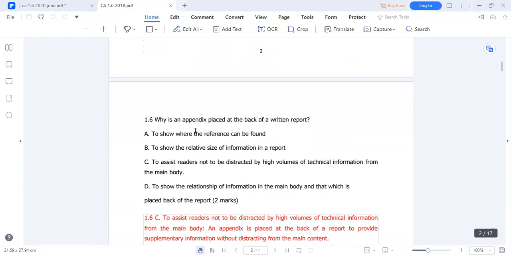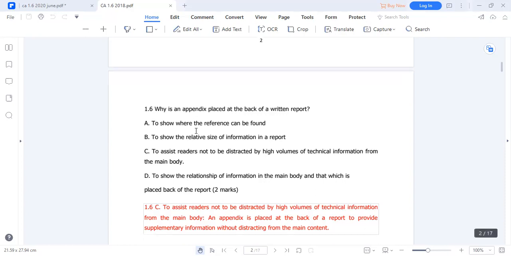Question 6. Why is an appendix placed at the back of a report? A, to show where the reference can be found. B, to show the relative size of the information. C, to assist readers not to be distracted with high volumes of technical information from the main body. And D, to show the relationship of the information in the body and which is placed at the back of the report. So the answer is C. This question has been recurring in many papers. To assist readers not to be distracted by high volumes of information.